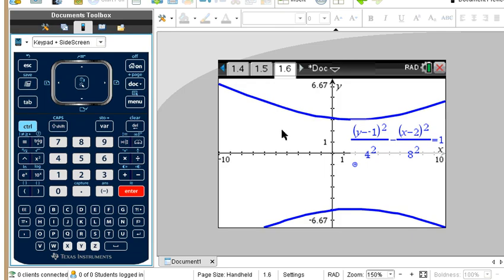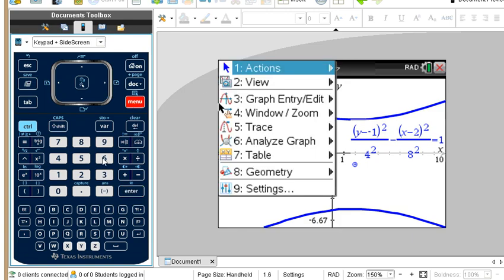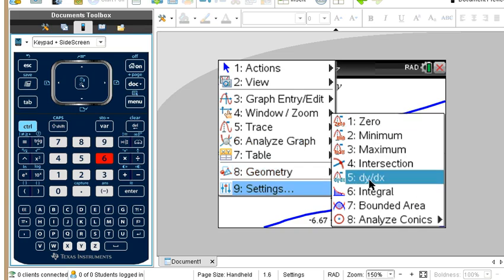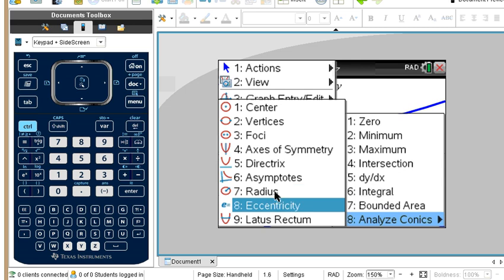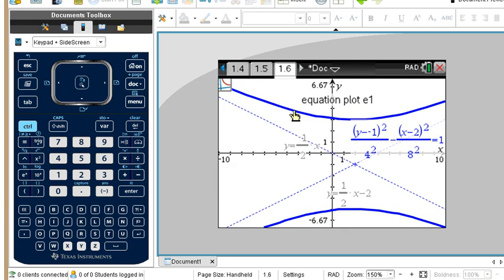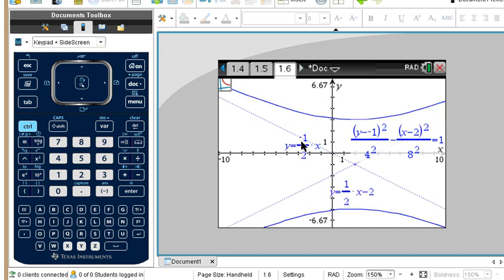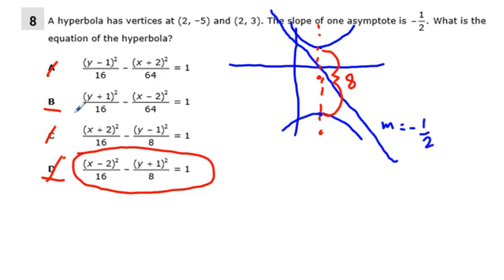Do we get a slant asymptote here of 1/2? Let's check. Menu, analyze graph, analyze conics, and asymptotes. So we click on this, and we get one of the asymptotes of y equals negative 1/2 x. So we finally got around to it and figured out that B is our correct answer. So if we just fumble around and look at this, we're going to eventually get these right. Good luck with these problems, and as always, thanks for viewing.